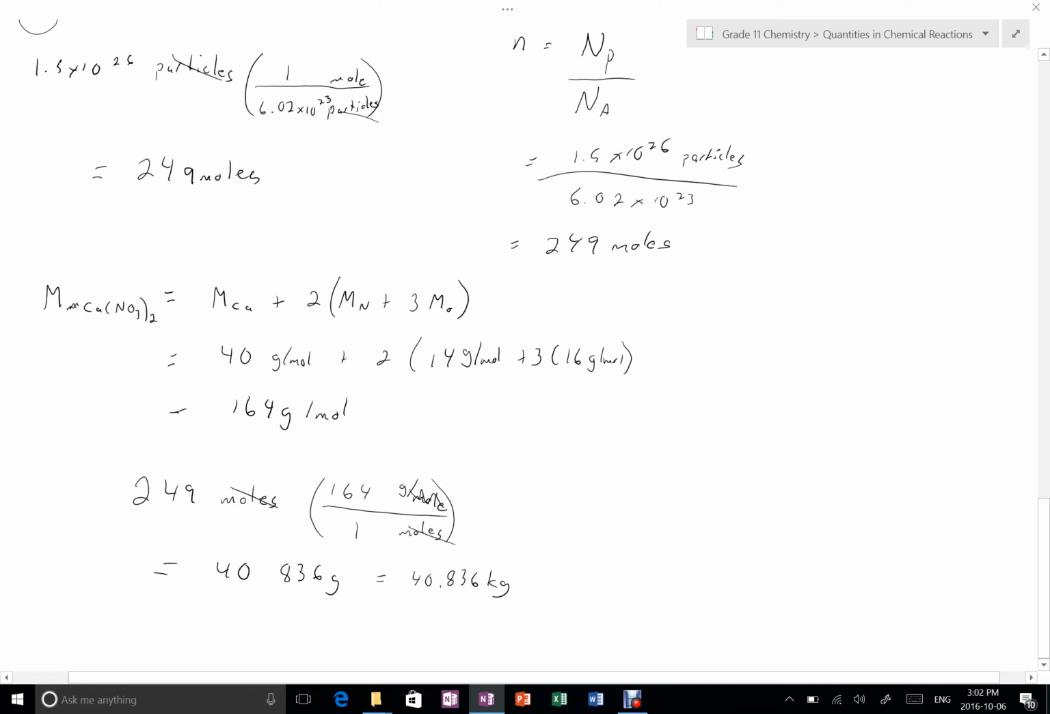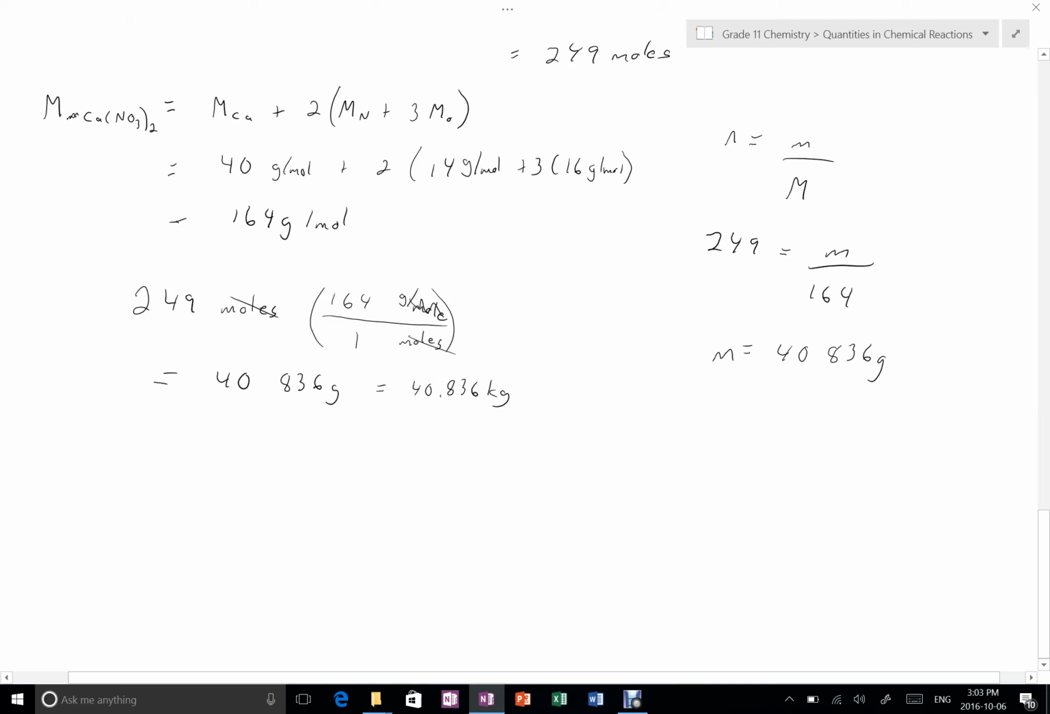Or, if I want to use the formula, n equals the mass of my substance divided by the mass per 1 mole, or the molar mass. Here I had 249 moles. My mass, each one weighed 164, and so my mass works out to be 40,836 grams. Either way you like to think about it, it doesn't make any difference. So there you can go all the way from particles to moles, particles to mass, or mass all the way to the number of particles.